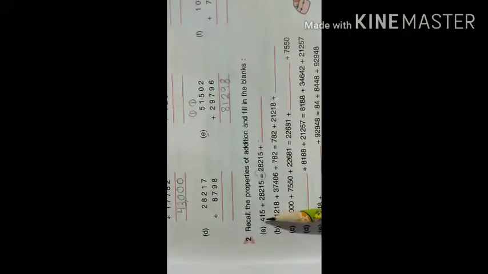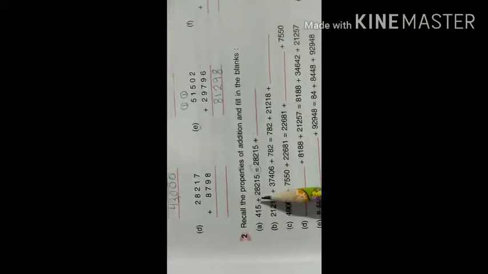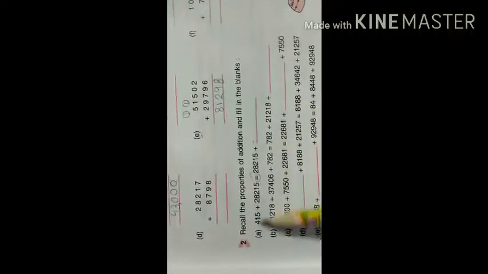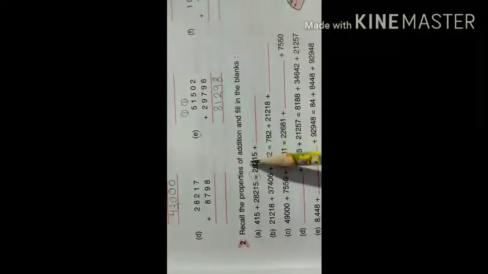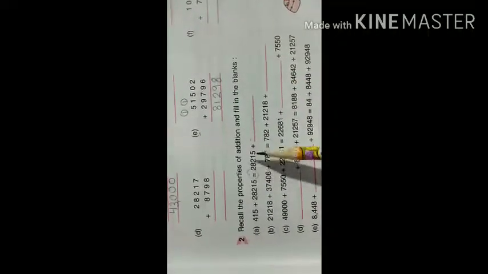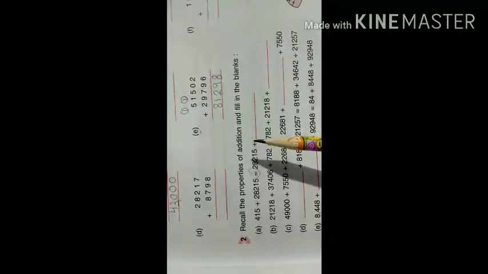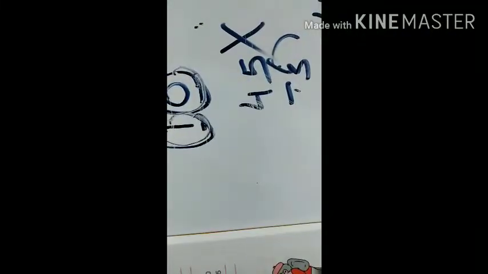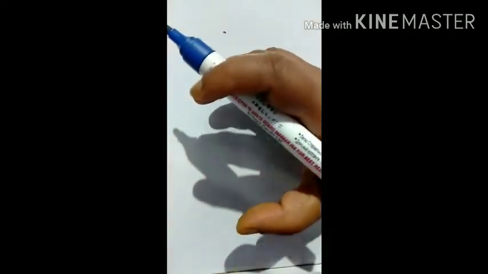For example, just see 415 plus 28,215 equal to how much? It should be written here. So what will be the sum of this? It should be the sum of this also. I am giving you a small example in simple digits, then we will move to this one. Just see, I am giving you an example. Just understand the concept, so it will help you in doing these sums.